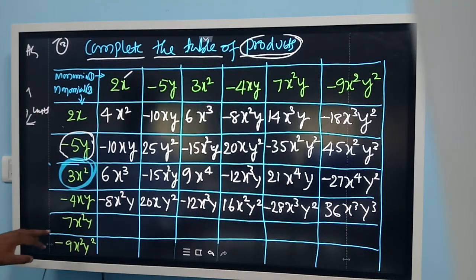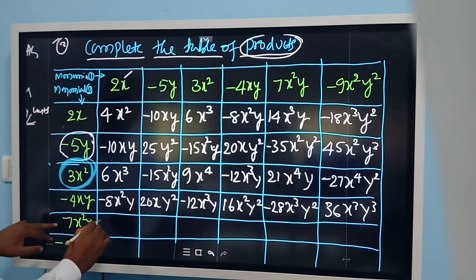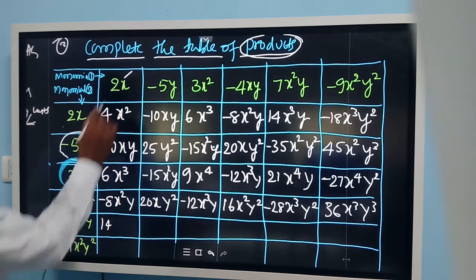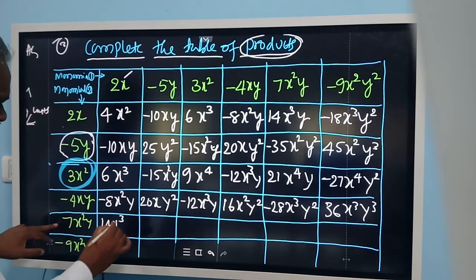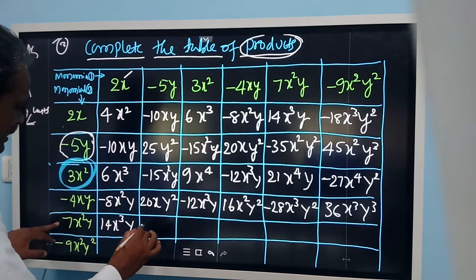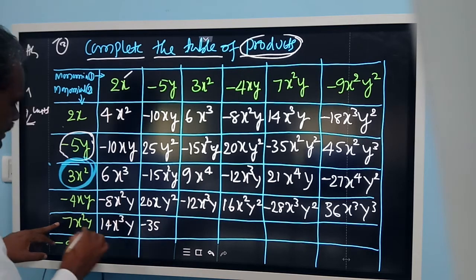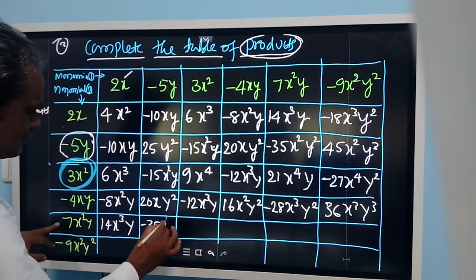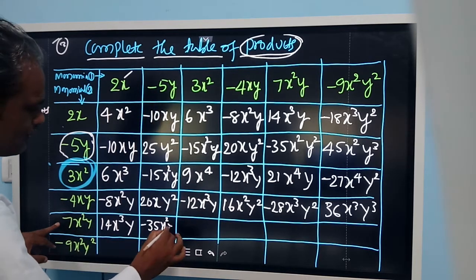So come to this one. 7 2s are 14. x square into x to the power 3. y as it is. 7 5s are 35. x square as it is. y into y square.